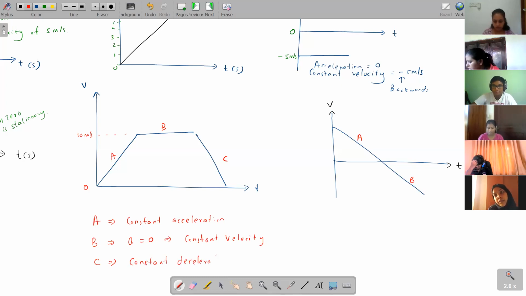Because why is it a deceleration? Because you are starting at a speed of 10 and your speed becomes smaller and smaller and smaller. So the object is decelerating. Okay, then the next one.